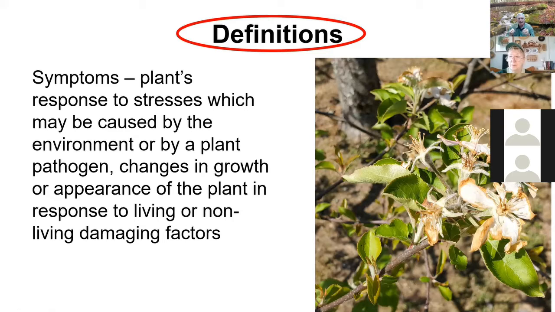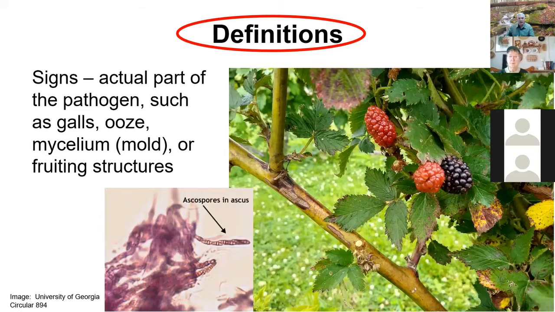But symptoms are any of those things that we see that basically cause that plant to not do right, or something is going on wrong. Now we start thinking about signs. Signs are the actual part of the pathogen, such as galls or ooze or any mycelium or fruiting body structure.